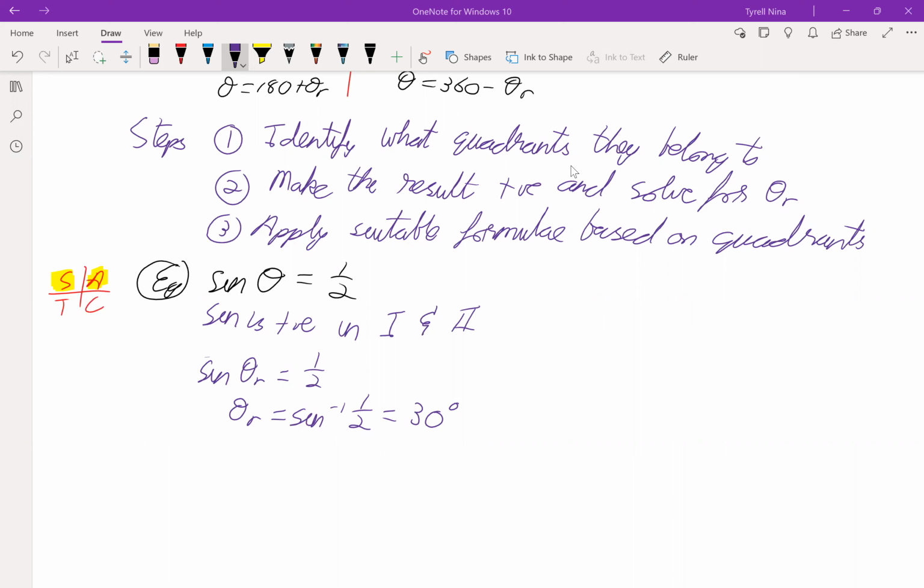So now, theta being in the first and the second quadrant, what is the formula for the first quadrant? Just theta r. And what is the formula for the second quadrant? 180 minus theta r. So you get 30, 180 minus 30. So you get 30 and 150. So very good, those who got it, right?